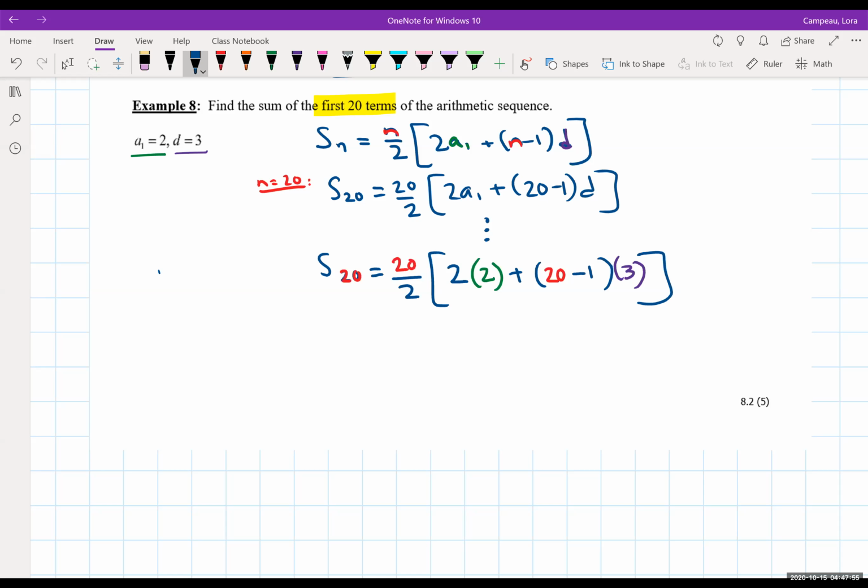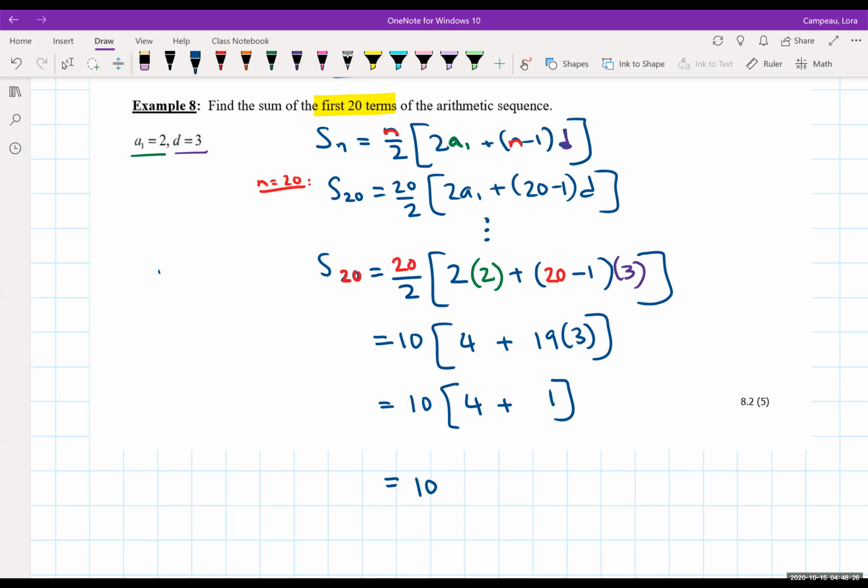We will take 20 over 2. We're going to simplify that just a little bit. That gives us 10. 2 times 2 is 4. 20 minus 1 gives us 19. And we're still multiplying that by 3. So just kind of take it a little bit further. 4 plus 19 times 3, probably use our calculator, we should get 61. So now we have 10.